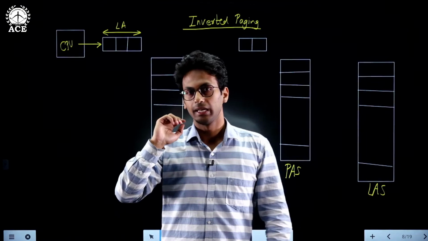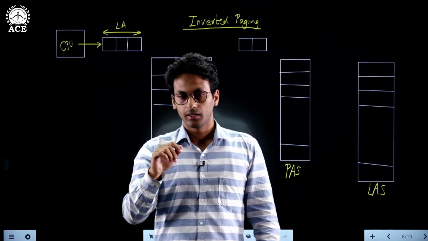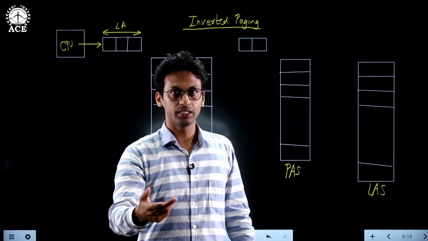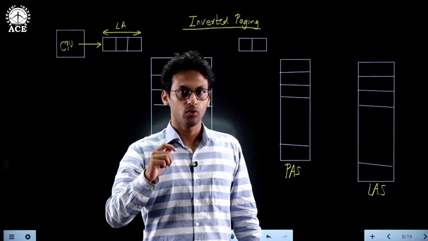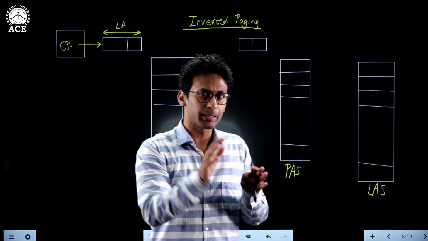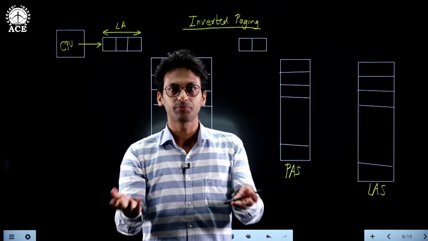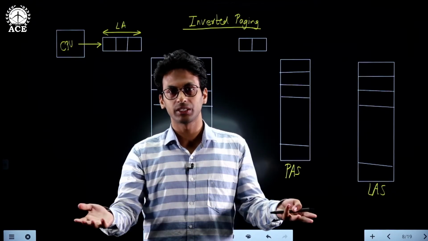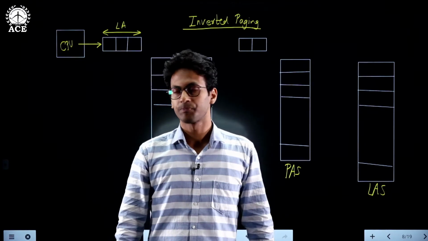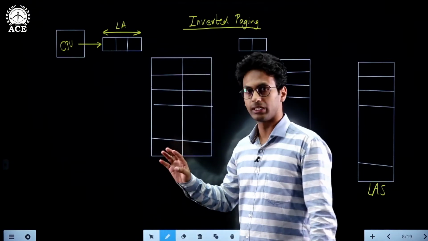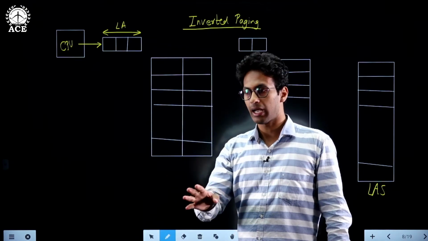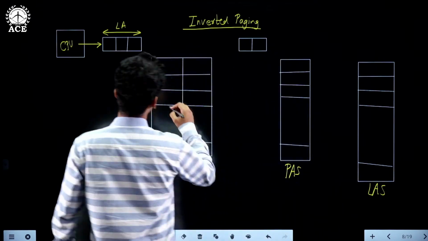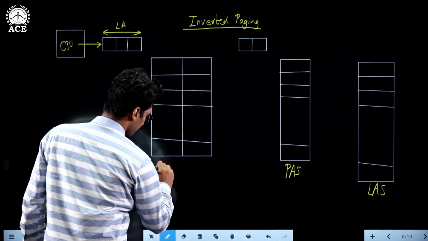See, in case of paging, a process can be big, isn't it? So it is further split into multiple pages. Now, for every process, we need to maintain a separate page table in case of paging. To avoid the overhead of maintaining so many big page tables, we use inverted paging, in which we don't have to maintain so many page tables. This is the inverted page table.